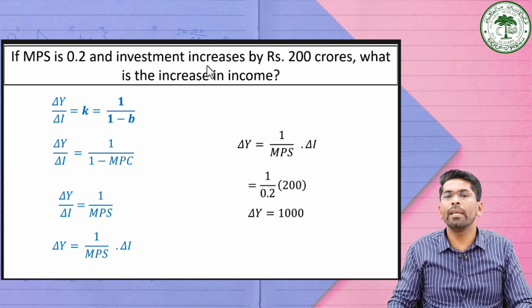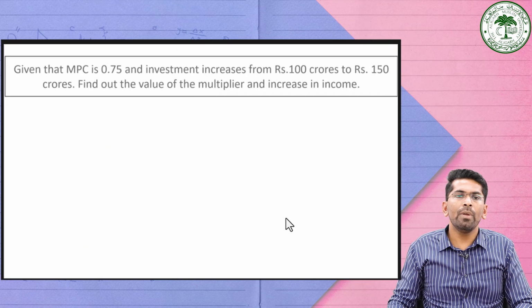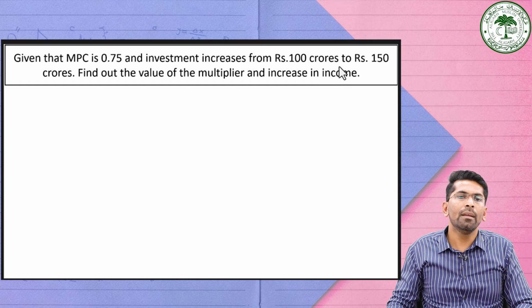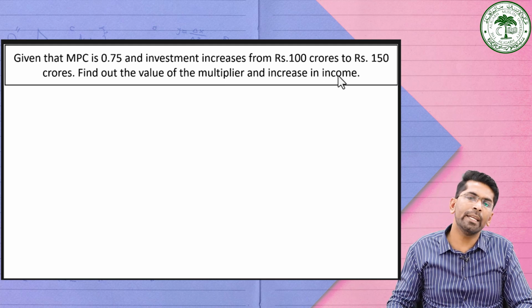So if you increase the level of investment by 200 crore, then your level of income will increase by 1000 crore, because your multiplier, 1 by 0.2, is equal to 5. So the multiplier is very high here. Now we have another question. Given that MPC is equal to 0.75 and investment increasing from 100 crore to 150 crore, we want to find the value of the multiplier and the increase in income.